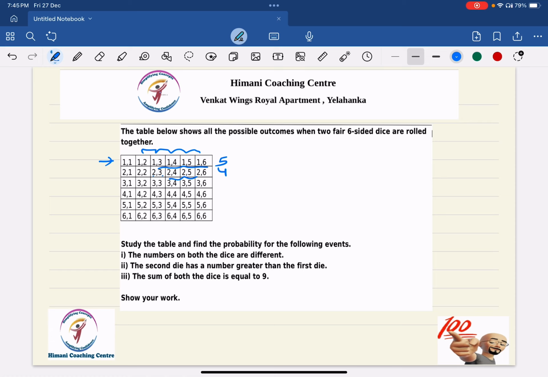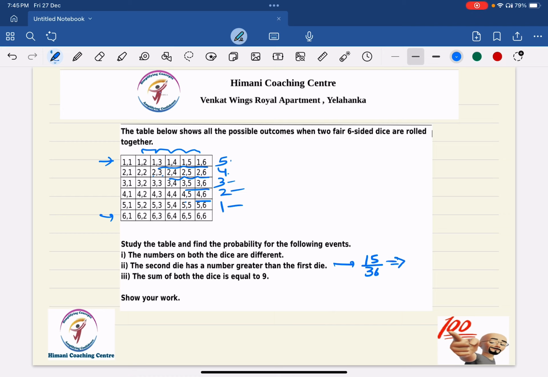Likewise, now here what will happen? These three numbers are such that the second die has a number greater than the first die. Similarly, if we go here, we will get two numbers. Here, we will get one number. In this row of 6, there is no such number. So let us count: 5 plus 4, 9, and 3, 12, and 2, 14, and 1, 15. So the probability is going to be 15 by 36.